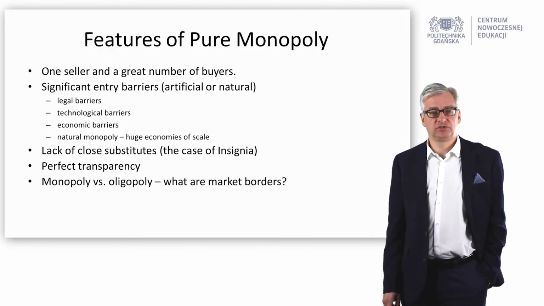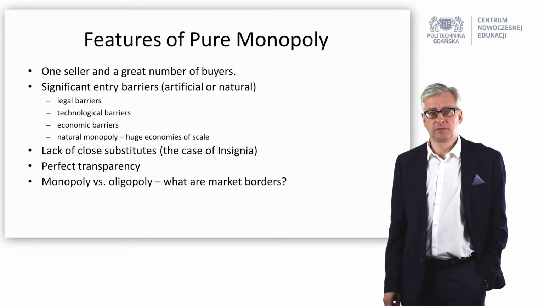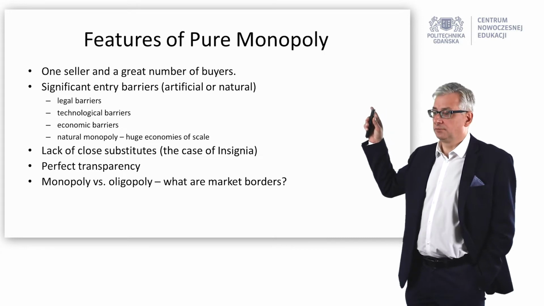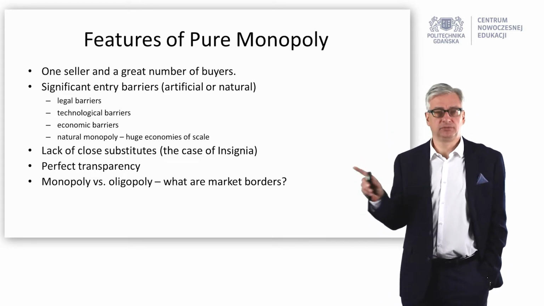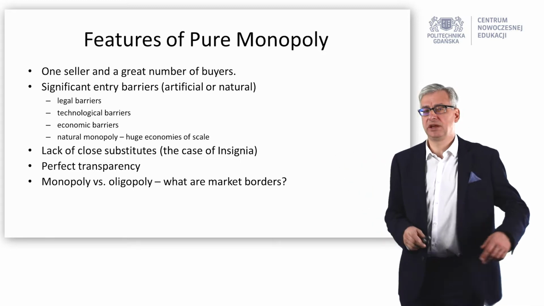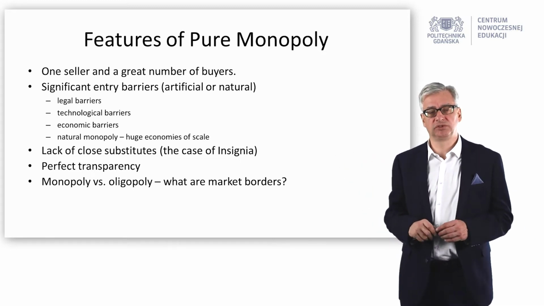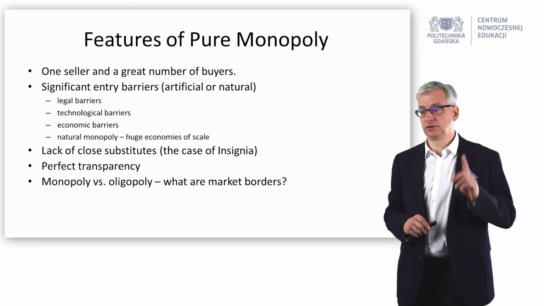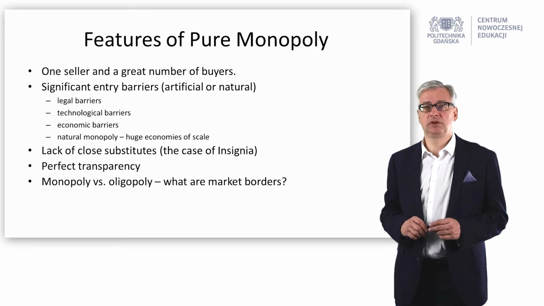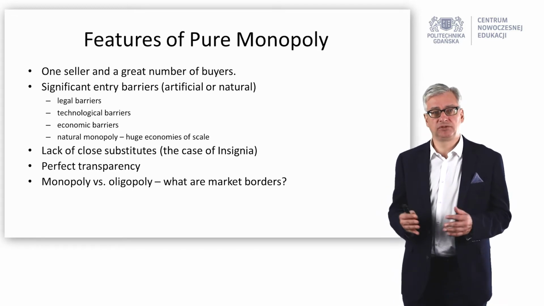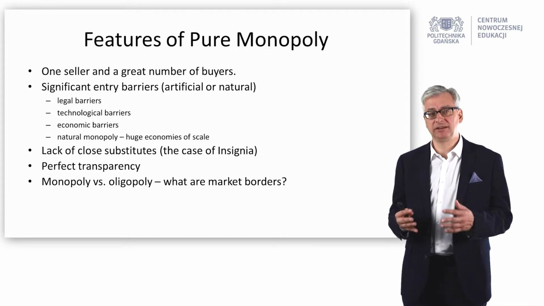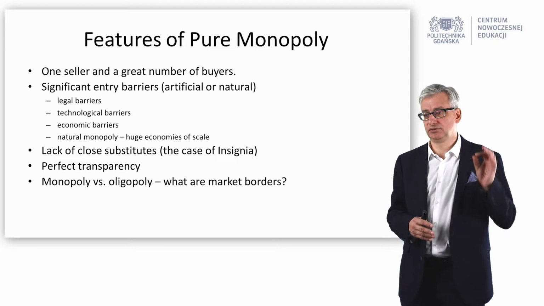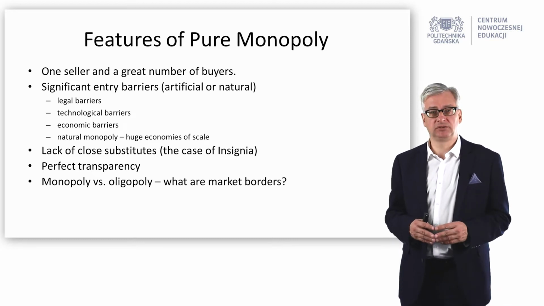What are the features of a pure monopolistic market? Look at the slide. We've got just one seller and many buyers. Many buyers is already explained. We said we are going to focus on such markets. One seller this time. This is the major difference when compared to perfect competition, when we had many sellers. Just one seller. Why is that so?